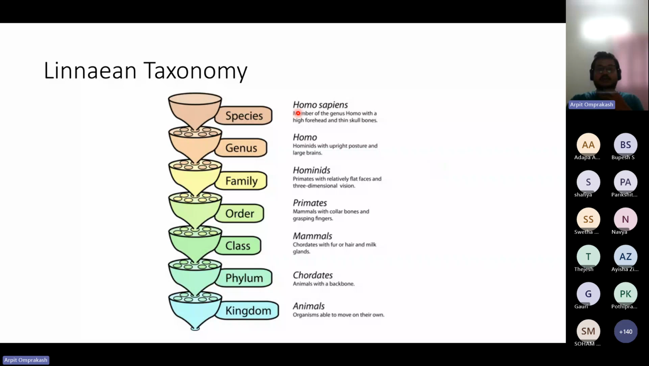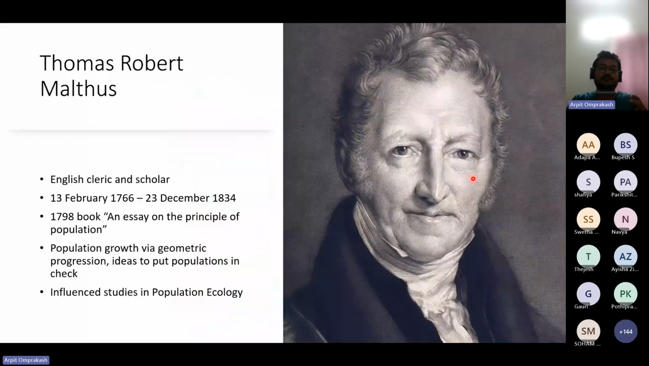And the binomial classification that we have, such as Homo sapiens, this method of naming species is something that Carolus Linnaeus came up with. And that is a standard approach that is followed throughout the world, so that if we are talking about Homo sapiens, we are talking about the same species. Or if we are talking about Panthera leo, we are talking about the same lion that is found everywhere.